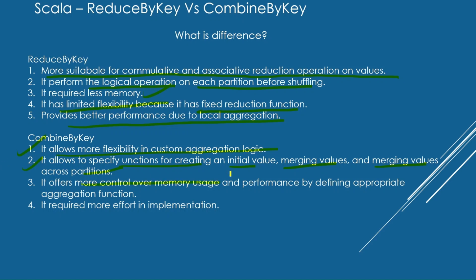It offers more control over memory usage and performance, dealing with the appropriate aggregation function. As I told you, when the reduction function is applied over each partition, the data becomes very small and it is very performance optimized when it shuffles the data across different partitions over the network. It requires more effort in implementation. As I told you, there are three functions we generally write when using combine by key, so we have to give more effort to write those three functions. That's why I have written here that it requires more effort in implementation.